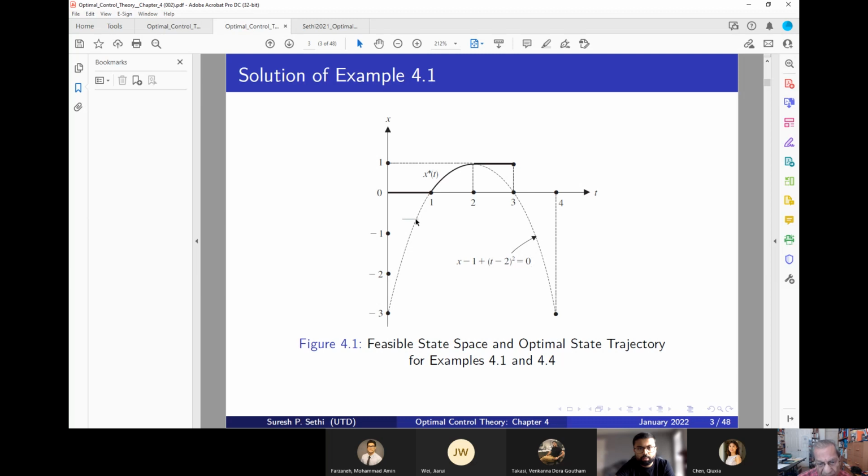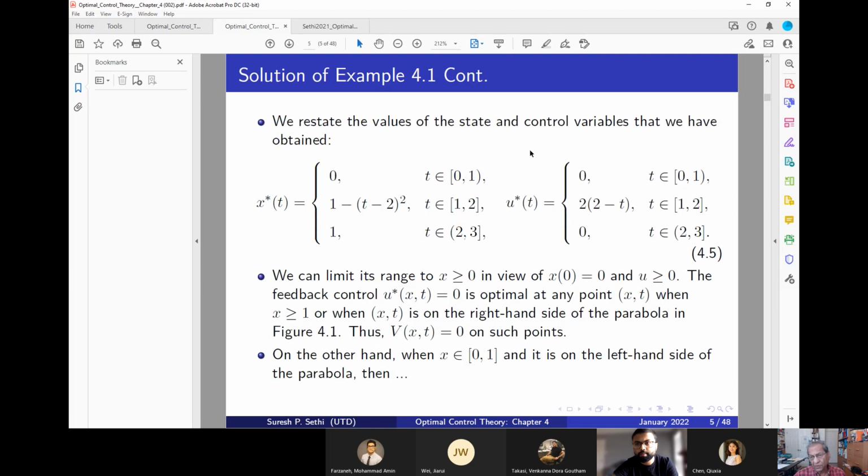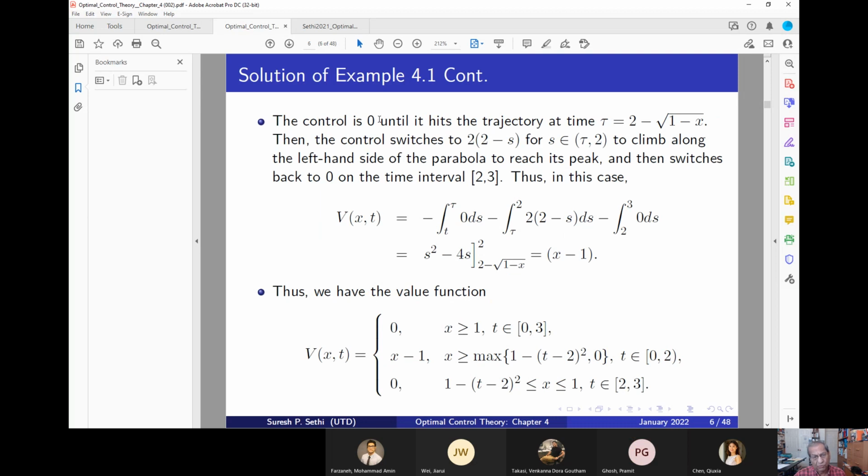I don't want to change the picture, but obviously if I don't save it, it will be okay. So I have to find out this time t, and then find the slope and go along like this, okay? In order for me to do that, from X the control is 0 until this time tau, which is in terms of X. Then the control switches to 2 times (2 minus S) from tau to 2, and then climbs along the left-hand side to each peak, and then switches back to 0.